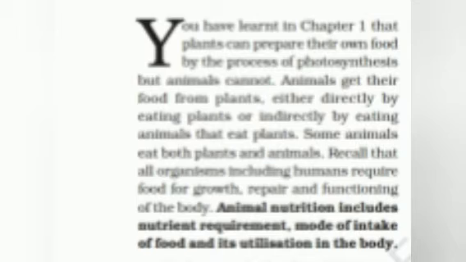You have learned in chapter 1 that plants can prepare their own food by the process of photosynthesis, but animals cannot prepare their food. So animals get their food from plants. Directly or indirectly they are depending upon the plants for their nutrition, either directly by eating plants or indirectly by eating animals that eat the plants. Some animals eat both plants as well as animals.